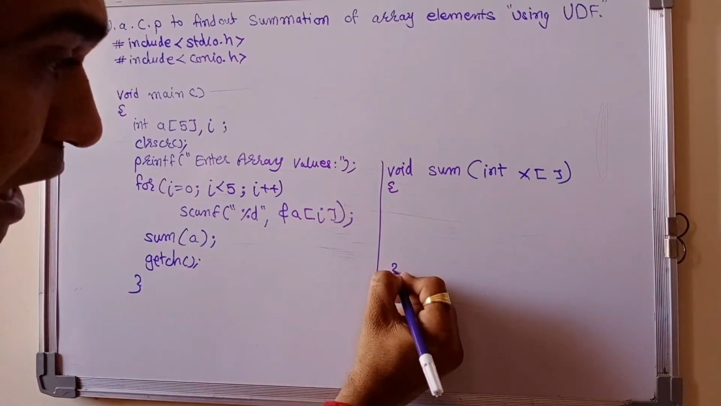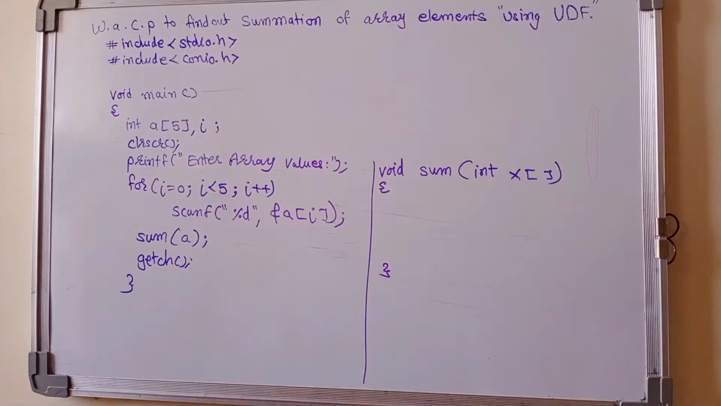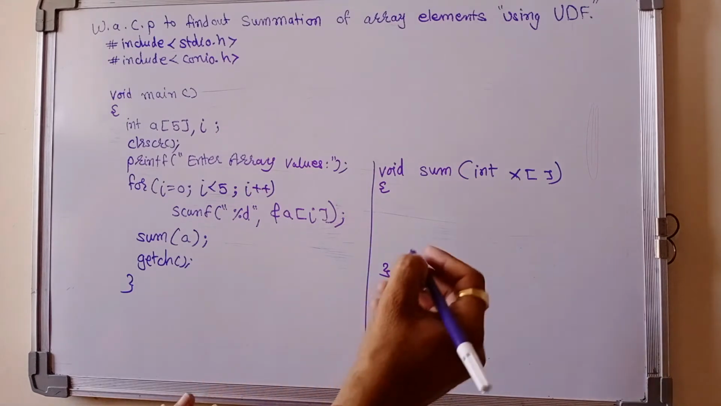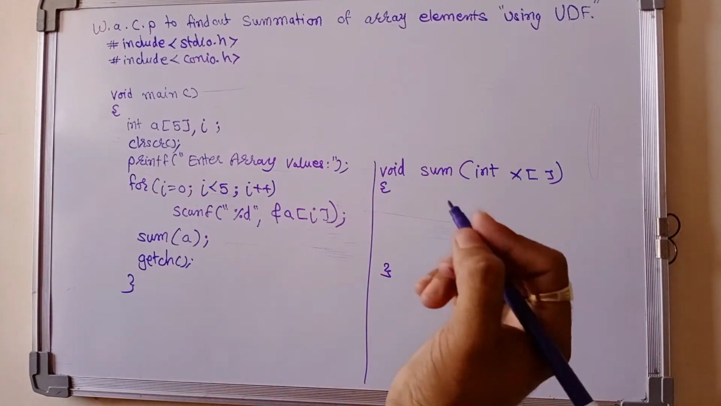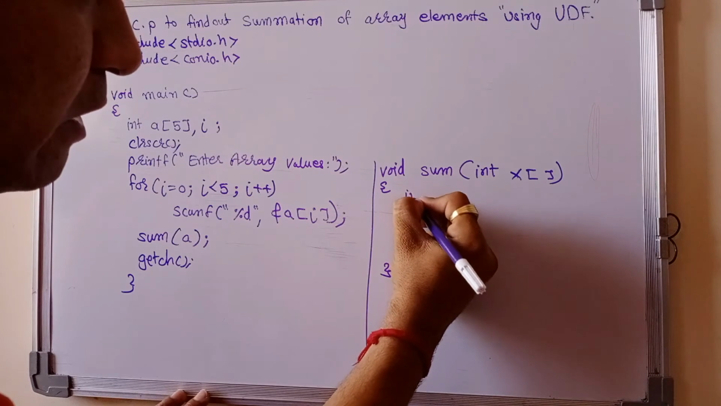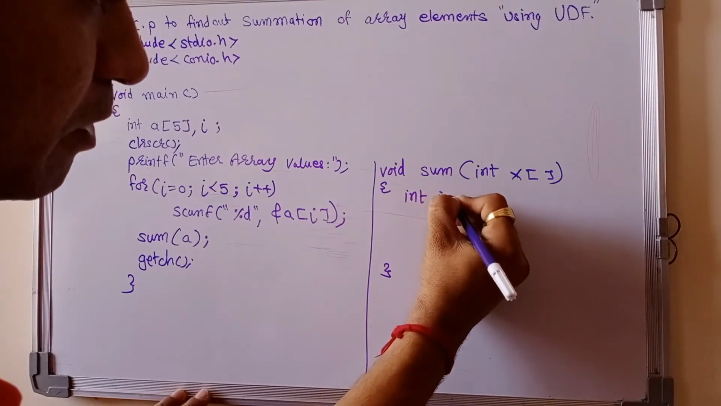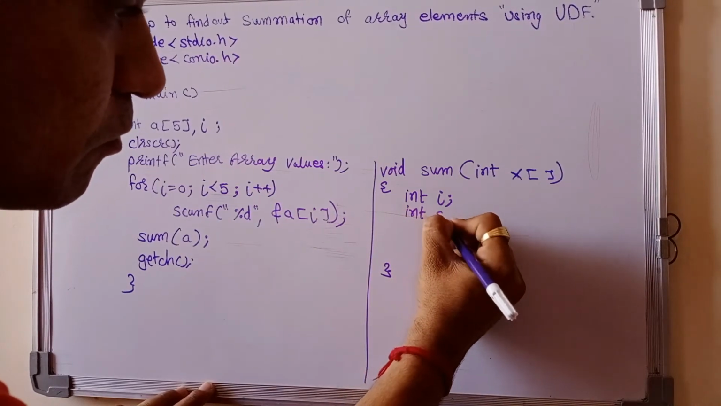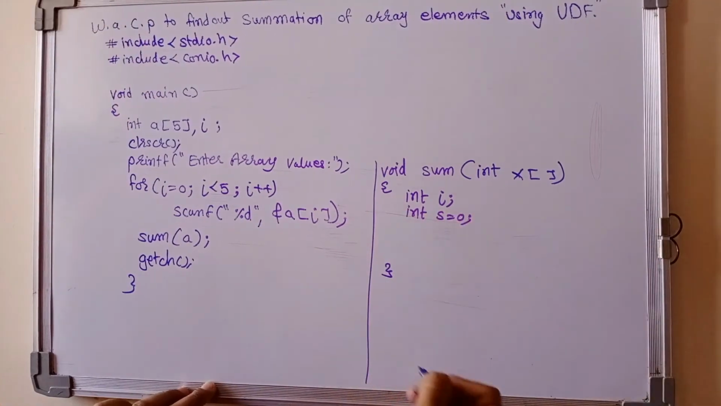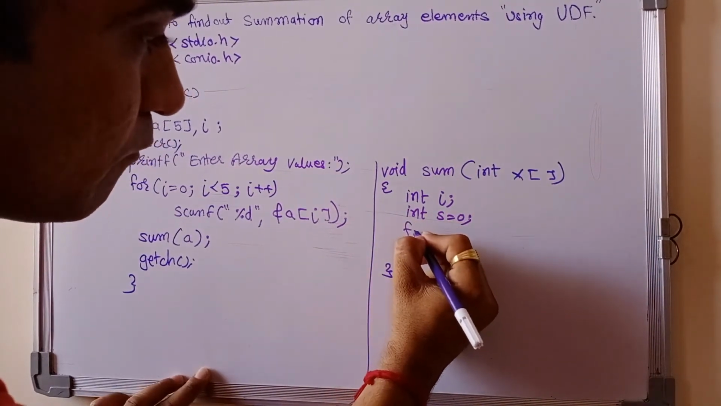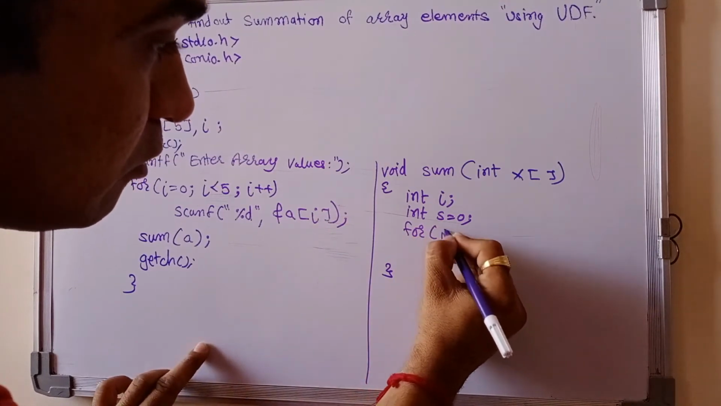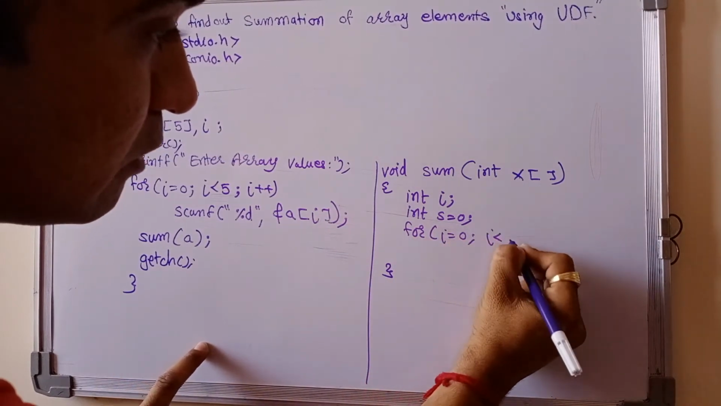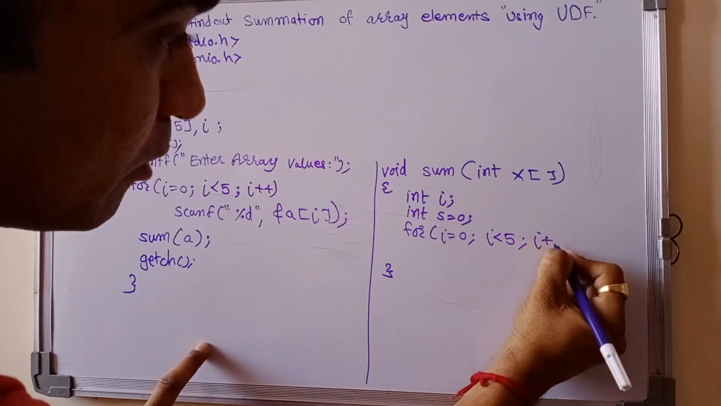Here I need to build logic to find out summation of array. For that I need to use loop. So I need an iteration variable I, as well as I need some variable s that is 0. Now for loop, I is equal to 0, I less than 5, I plus plus.